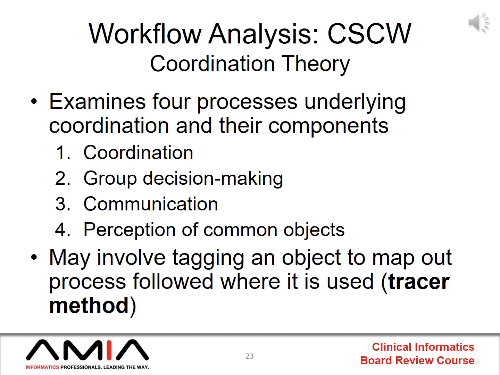Again, because we're trying to find those hidden task interdependencies. These 4 processes are coordination, group decision making, communication, and perception of common objects. An important term to remember that is associated with coordination theory is the tracer method. So a tracer method is where you tag an object and then map where the object flows in a workflow, particularly when you're looking at who all has handled the object as part of that workflow.